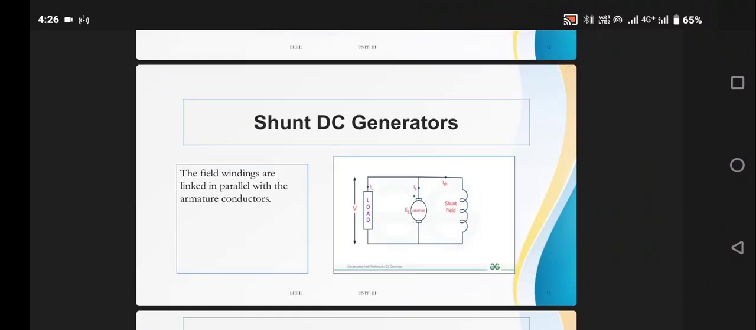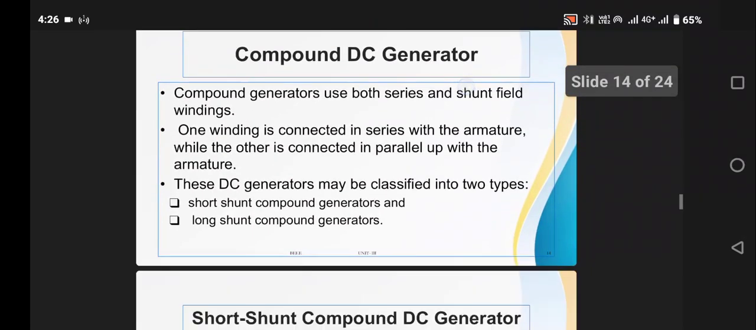The second variety is the shunt type DC generator. Here the field windings are connected in parallel with the armature conductors or armature windings. The third category is compound DC generators. Compound generators use both series as well as shunt type windings. One winding is connected in series with the armature, while the other is connected in parallel with the armature.